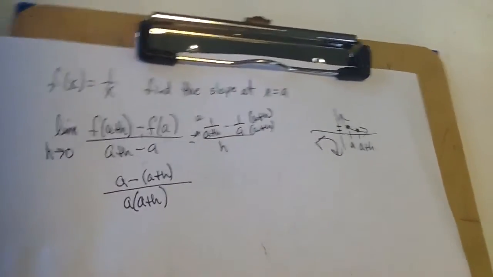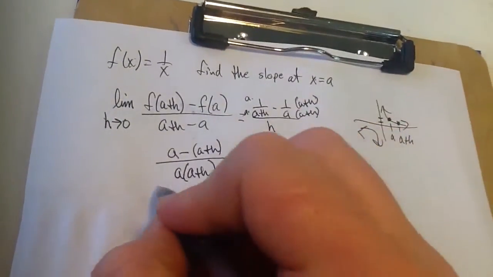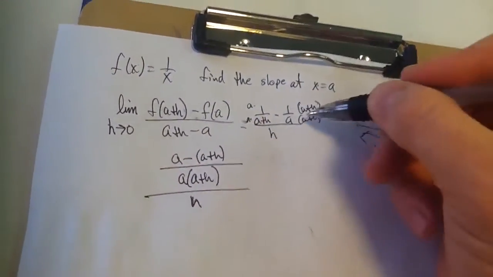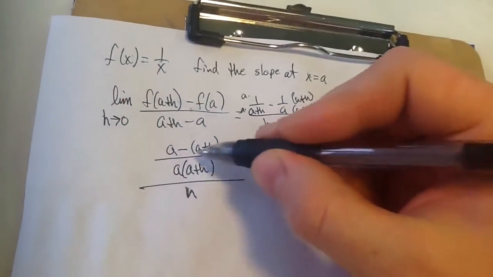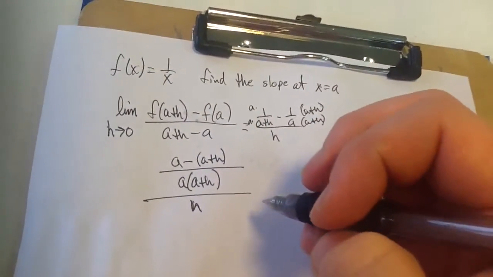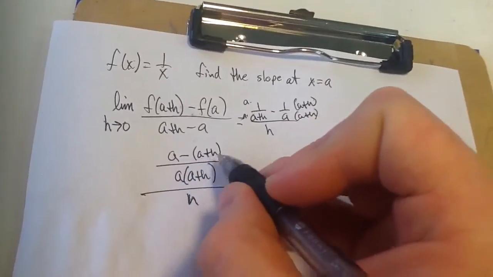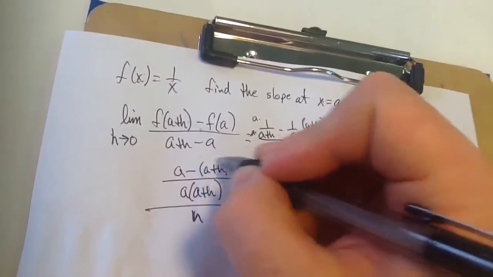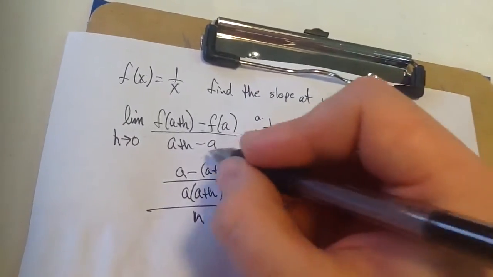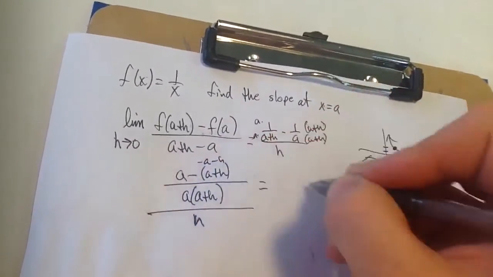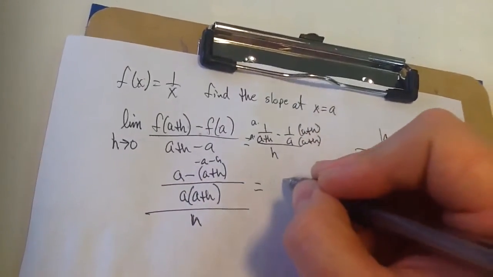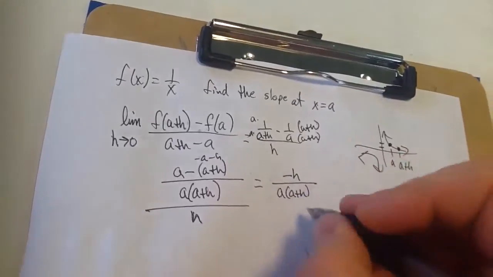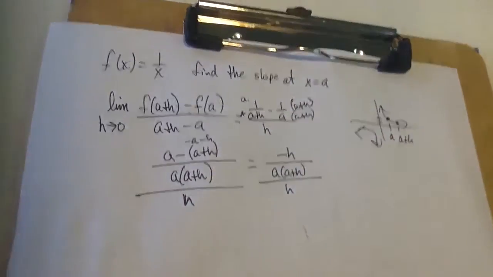So I have that. And this whole thing is over h. We'll worry about that guy later though. Right now we're just taking care of this top piece. So now I have this, simplify it. We'll have a minus h, right? Distribute the negative. So a minus a is 0, and then minus h. So on top I have negative h, and then I have a times a plus h all over h.